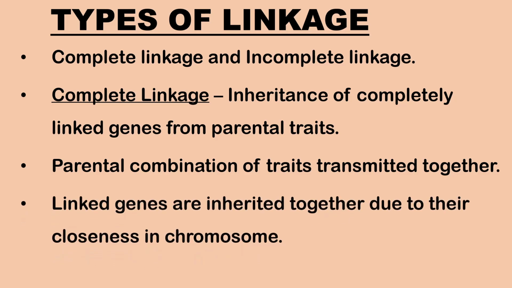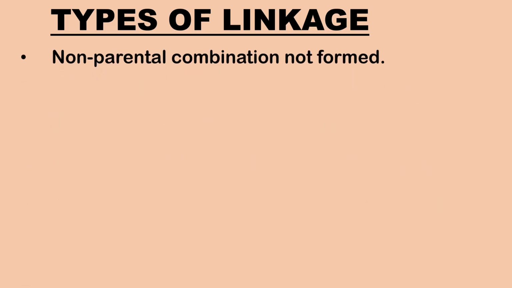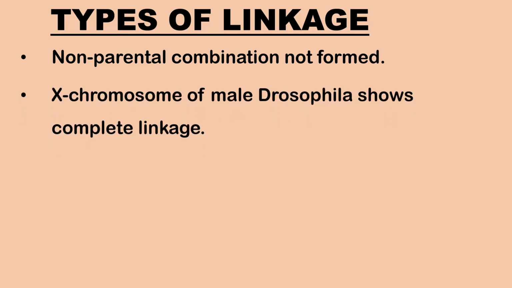The linked genes, due to their closeness on the chromosome, do not separate and are inherited together. These linked genes do not show recombination and therefore do not produce non-parental combination. X chromosome of male Drosophila shows complete linkage. Since Y chromosome is without any allele of X-linked genes, pairing and crossing over does not take place.